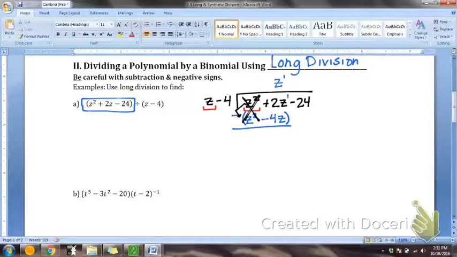Now, we have to be really careful. I have this subtraction sign and I have this subtraction sign. And so if I have this one and this one, what am I really going to be doing? What's minus a minus? You're really adding, right? So we're really changing this 4 to a positive 4. Now what is 2z plus 4z? 6z. Stay with me.